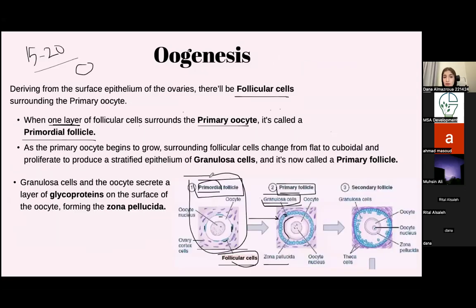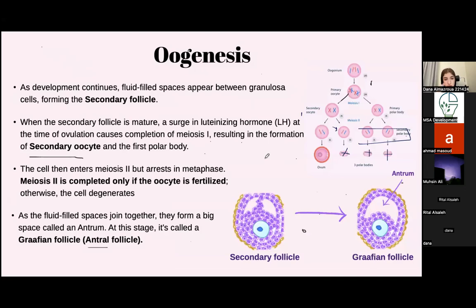But always remember that corona radiata is the same cells: follicular, then granulosa, then corona radiata, they're all the same cells. Just different stages have different names.